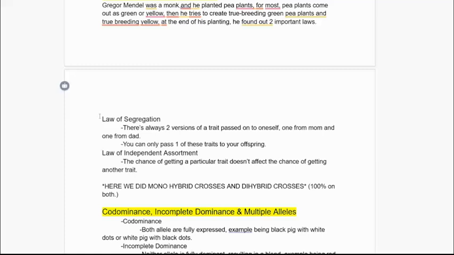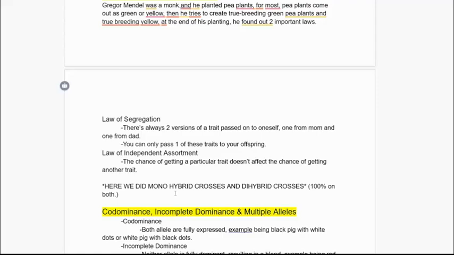So basically, you have one from dad, one from mom, and unfortunately, you can only pass one to your offspring, because he needs one from dad, one from mom, and you're either the dad or you're the mom, so you only get to pass one. The law of independent assortment says that the chance of getting a particular trait does not affect the chance of getting other traits. However, this is not true for some special cases, but he summed it up good enough.